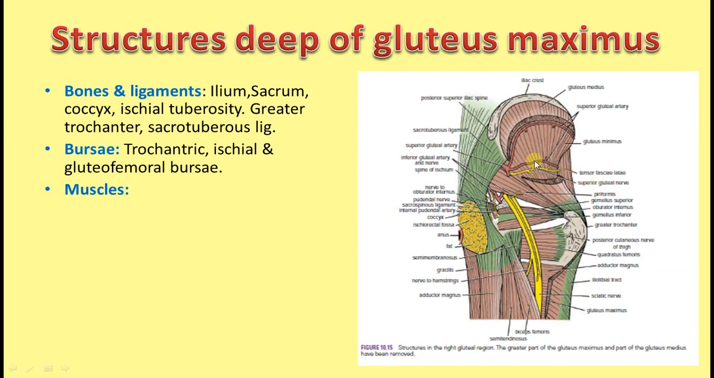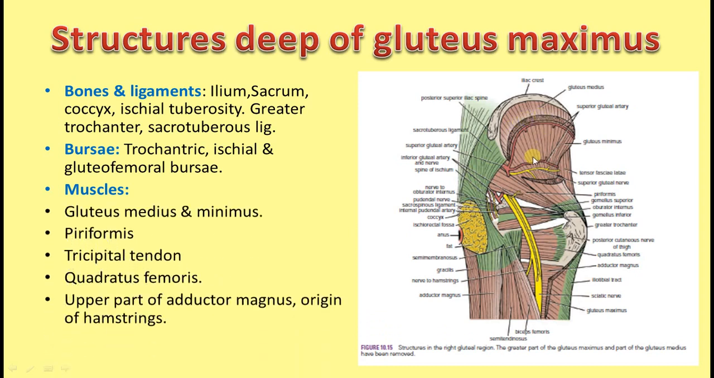Muscles, gluteus medius, then deep to gluteus medius you have gluteus minimus. Okay, so part of gluteus medius is cut to show the gluteus minimus muscle. Then you have the piriformis muscle. Then below the piriformis again you have the tendon of obturator internus with superior gemelli and inferior gemelli muscle. Then you have the quadratus femoris muscle and ischial part of adductor magnus and origin of hamstrings. Okay, so hamstrings origin and ischial part of adductor magnus. So these are all the muscles which are present deep to the gluteus maximus.